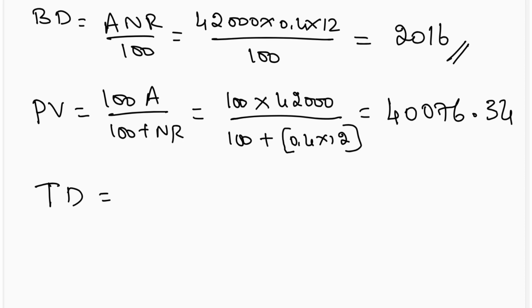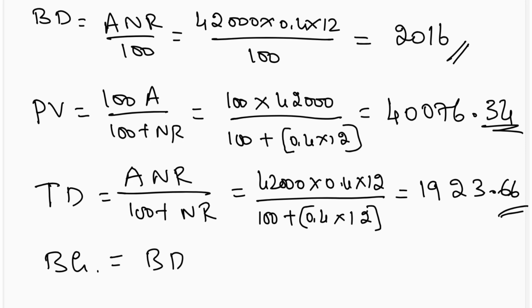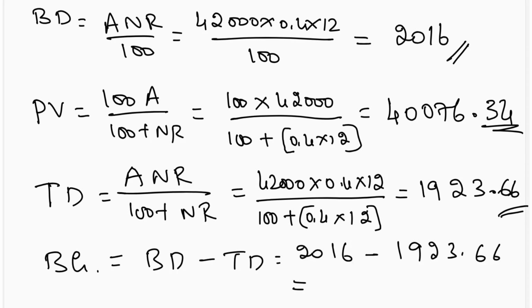The true discount formula is ANR divided by 100 plus NR. If you substitute and simplify this, you will get 1923.66. Now you have to find out banker gain. You know the banker gain formula, simple: banker discount minus true discount. 2016 is the banker discount, 1923 is the true discount. If you substitute you will get 92.34. This will be the answer.